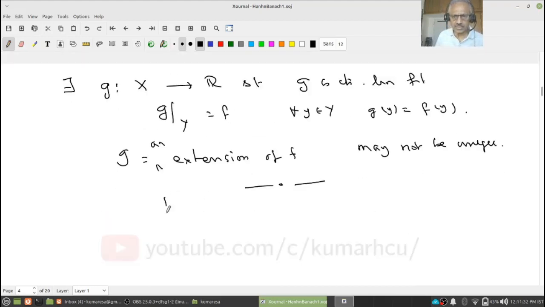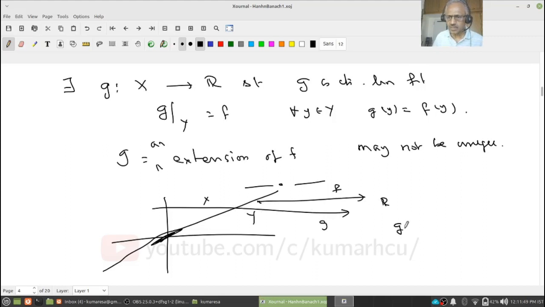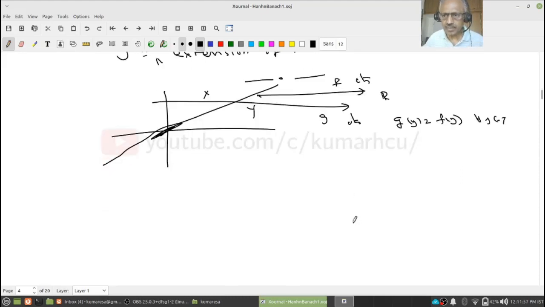So let us look at this. This is my X and this may be my Y. I just pass through the origin. This may be my Y, and from here to here I have f. Then what do I want? From here to here I want a g to R, but when I restrict to Y, g(y) turns out to be f(y) for every y in Y. And this must also be continuous. Okay, pause. Understand this statement.